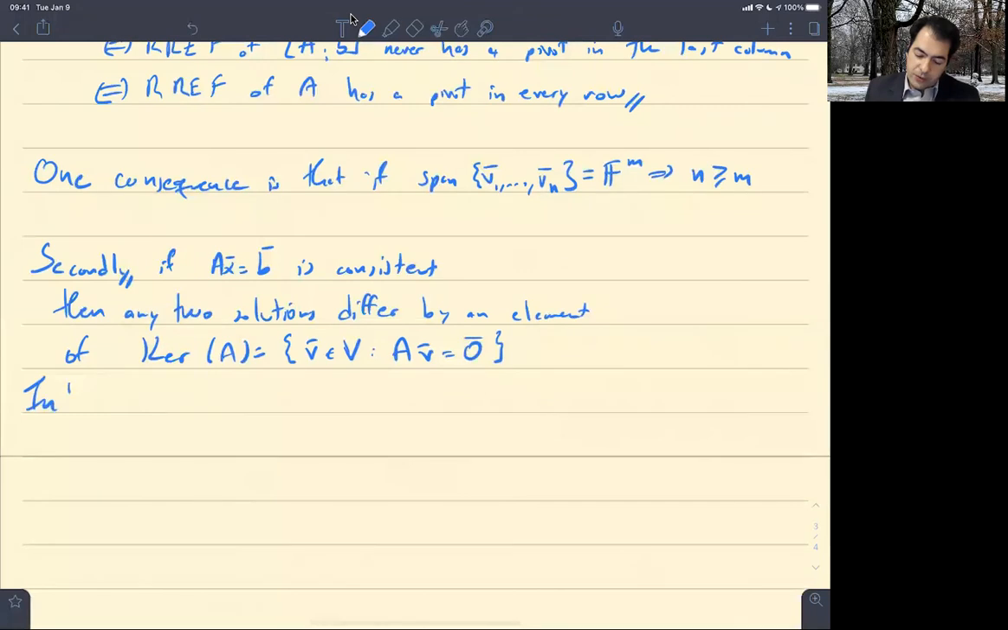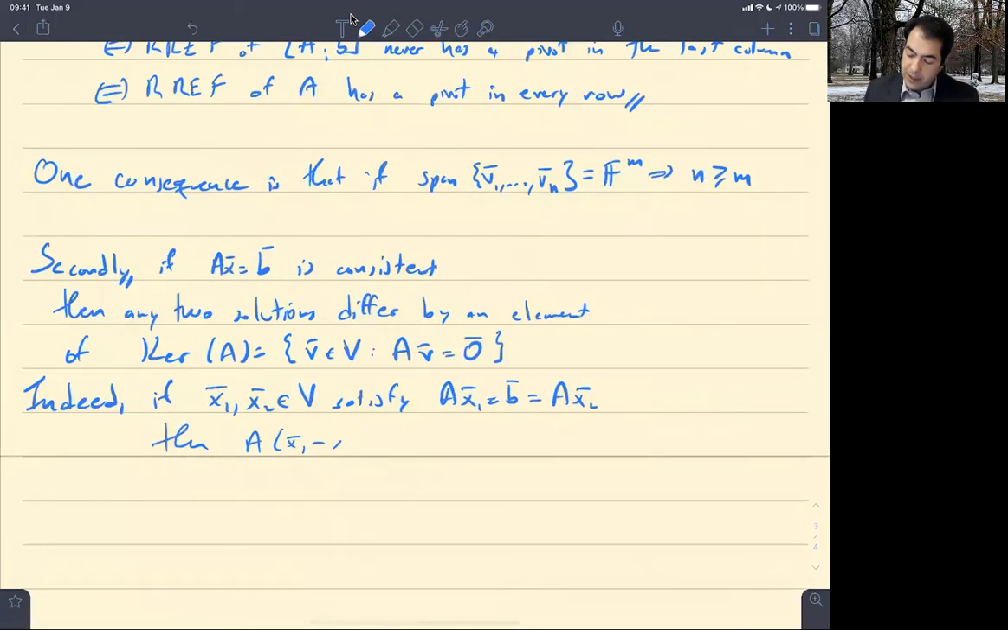Okay, so let's check this. It's the same as for a linear map. So if here you have x1 and x2, vectors that satisfy Ax1 is equal to b and Ax2 is equal to b, then A times x1 minus x2 is equal to 0, which is the same as saying x1 minus x2 is an element of the kernel of A.